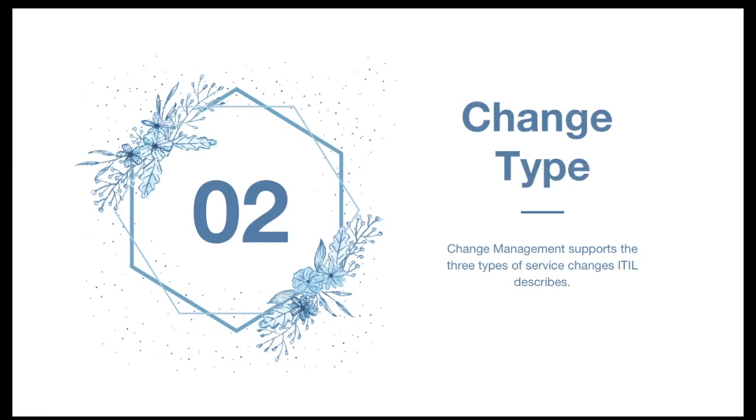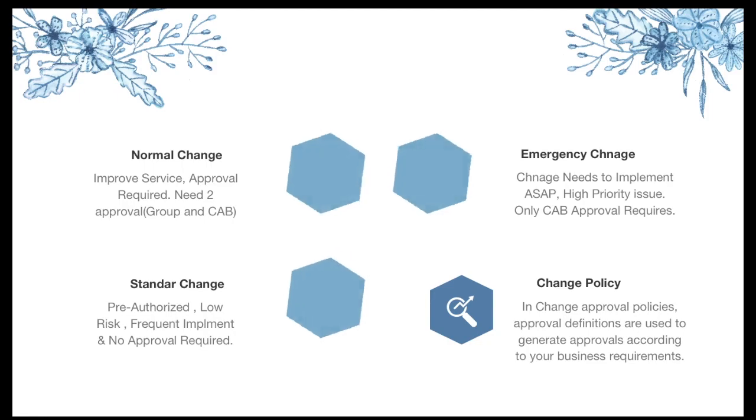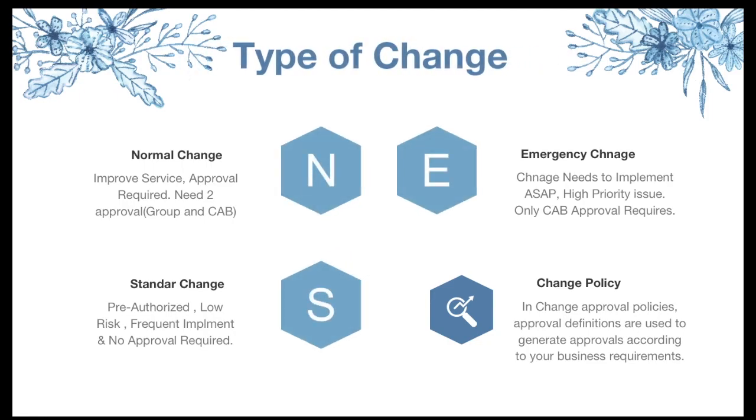So what types of change do we have? Change management supports three types of change in ITIL. So totally we have three types of change. The very first is the normal change. This normal change is a predefined change that might be quarterly or maybe monthly, where some update happens in your system. That is the normal change.